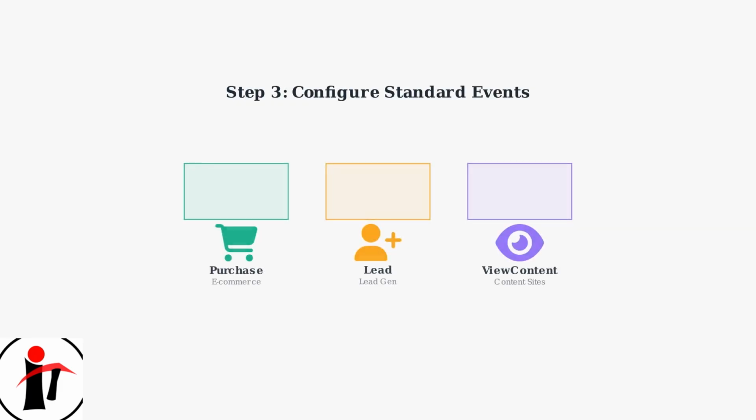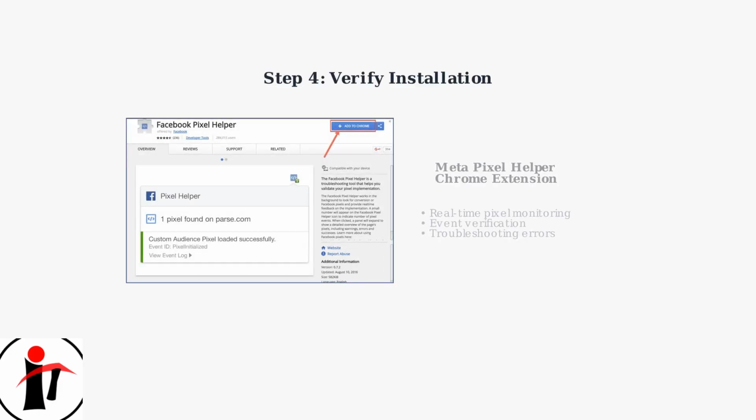Configure standard events relevant to your business model. E-commerce sites should include purchase events, lead generation sites need lead events, and content sites benefit from view content tracking. After implementation, verification is crucial. Install the Metapixel Helper Chrome extension to monitor pixel firing in real time and ensure your tracking is working correctly.